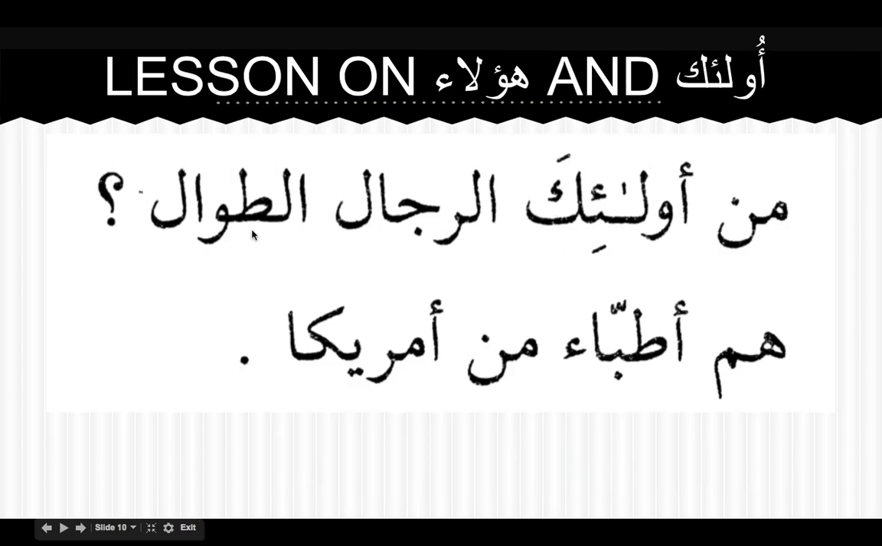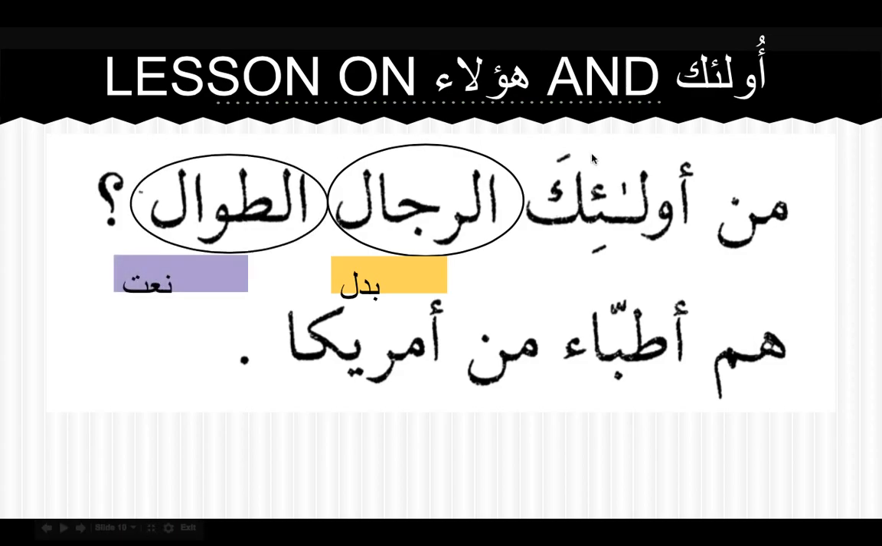Man ulaika ar-rijalu at-tiwalu? Who are these tall men? Ulaika is mubtada, ar-rijalu after ismul ishara, when there is al, it is badal, and at-tiwalu, following the noun and having the same characteristics as the noun before, is a naat. So who are these tall men? Hum atibba'u, they are doctors. Atibba'un min Amrika, from America. It's a combination of harf jar and ism majroor.